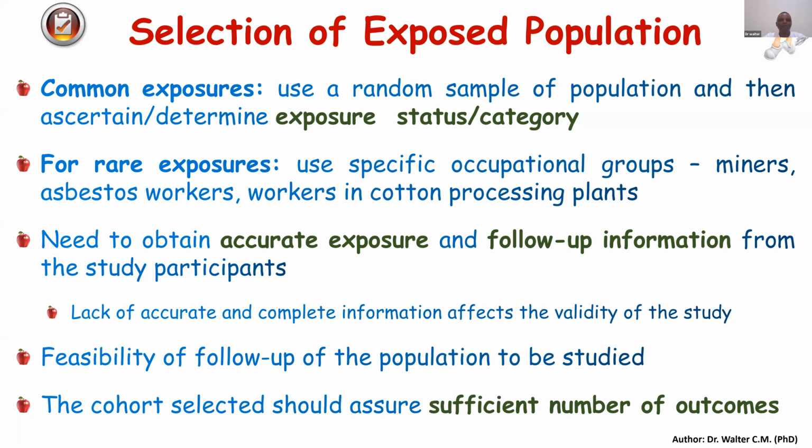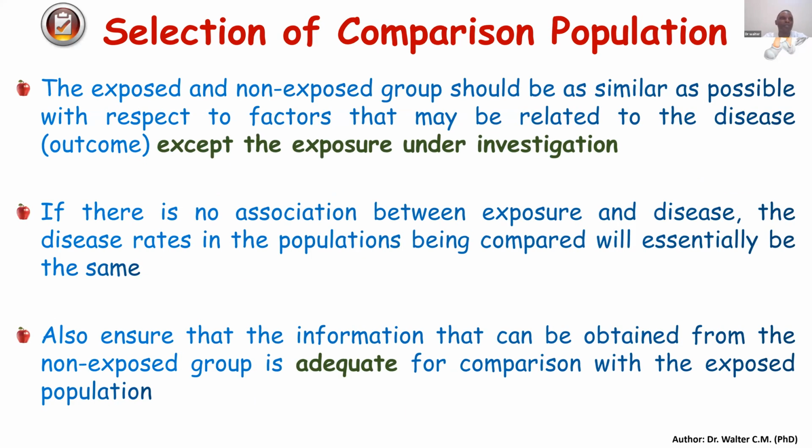We also need to obtain accurate exposure information and follow up for a maximum period of time for you to conclude that this factor causes this outcome, as compared to someone who is not exposed. You must have a sufficient number of outcomes. It's not one; if it's one, it is called a case study. So you must have several cases, so that you establish the magnitude but also the association between outcomes and the factor.